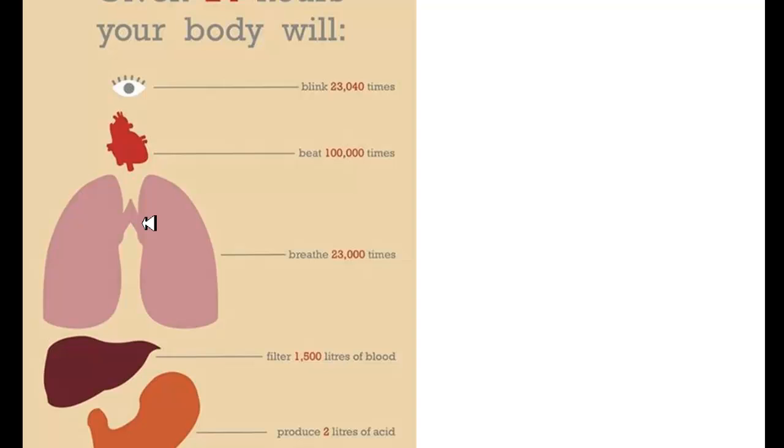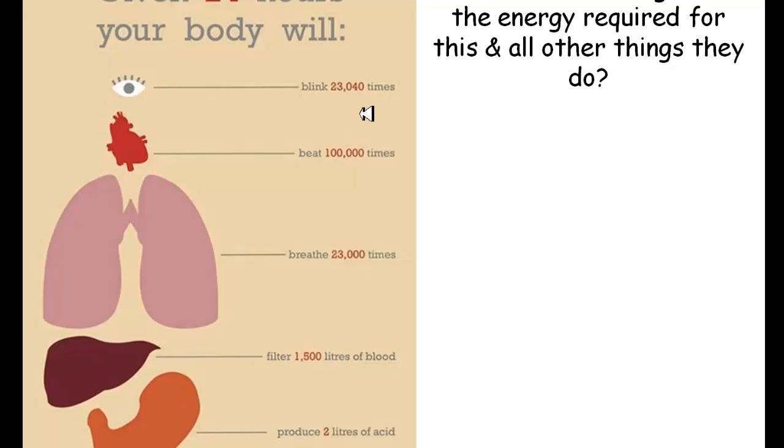Last section we're going to talk about is cellular respiration, and here's a picture I found on Facebook a few days ago, and what it says: in a 24-hour period your body will blink 23,000 plus times, your heart will pump 100,000 times, you'll breathe 23,000 times, your liver will filter 1,500 liters of blood. That's little, you divide it by 4 and you can figure out gallons, but that's a lot of liquid. And your stomach produces 2 liters of acid. So how does your body actually do this? What does it use as the energy?